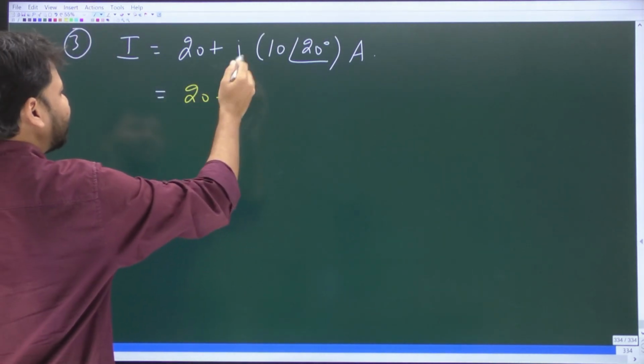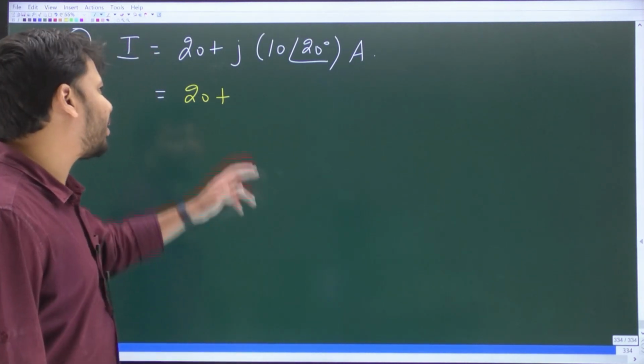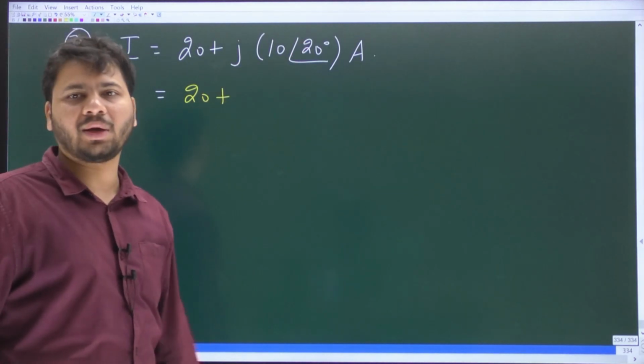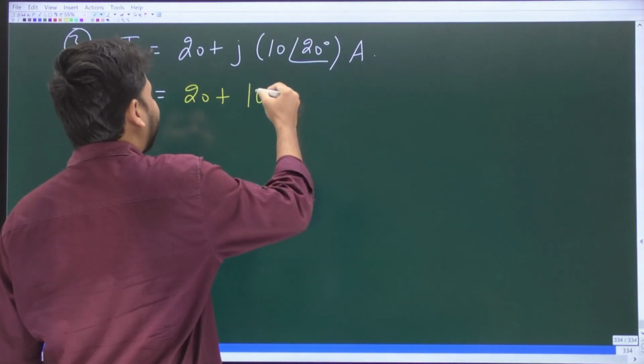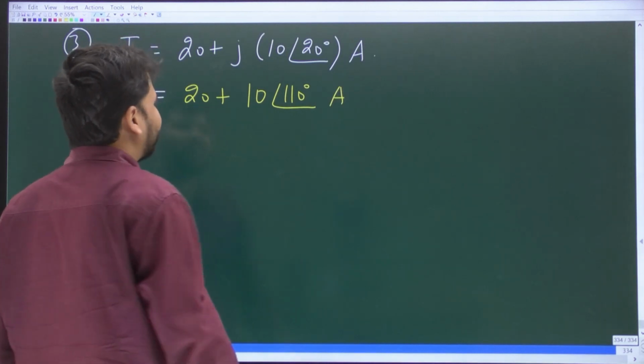20 plus again, j is what? Angle 90 degrees. If you want, you can write j as angle 90 degrees. Angle 90 degrees into angle 20 degrees would be angle 110 degrees. So this can be written as 20 plus 10 at an angle 110 degrees, amperes.